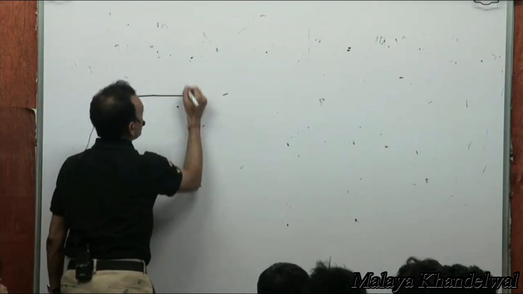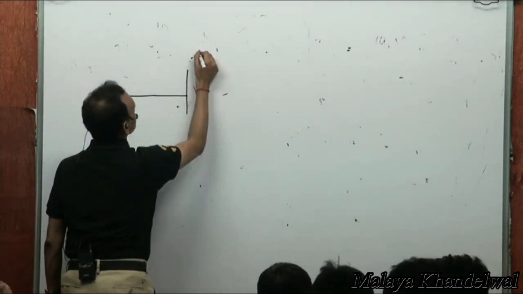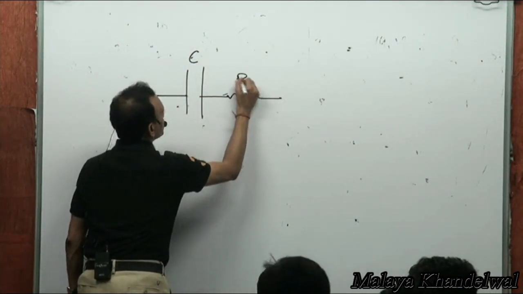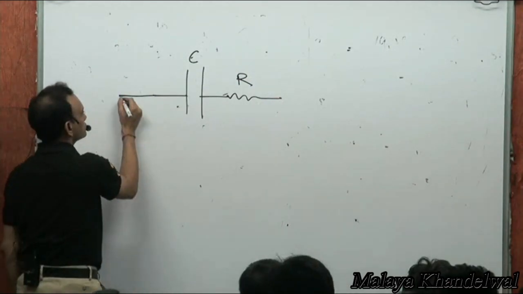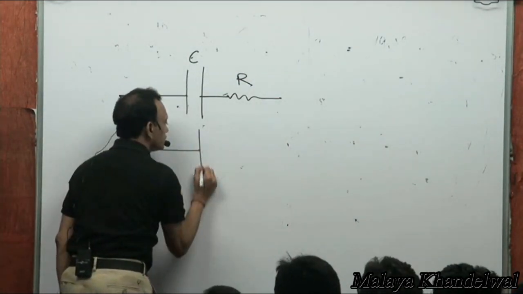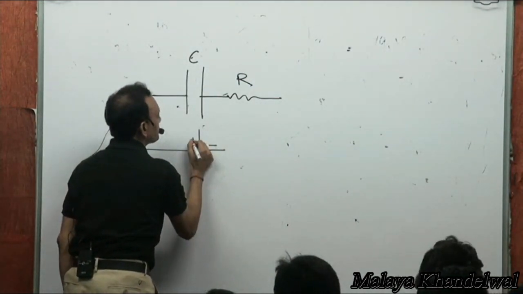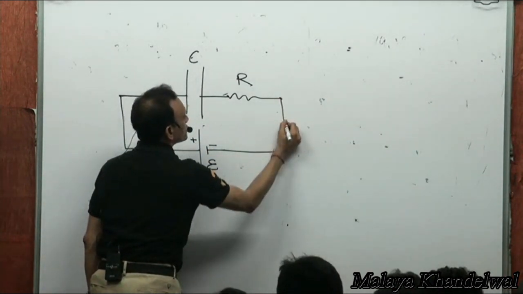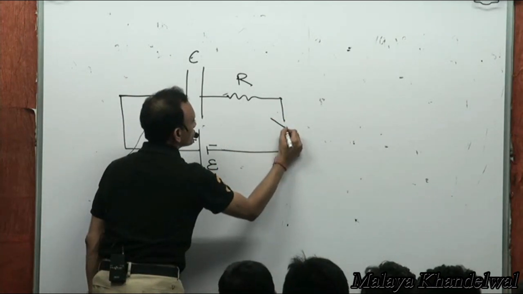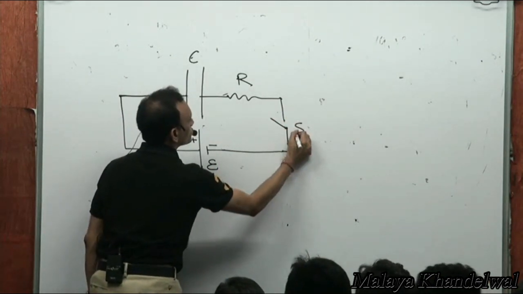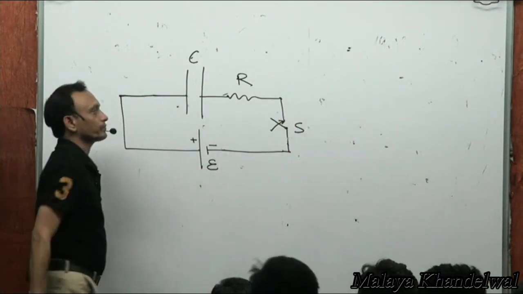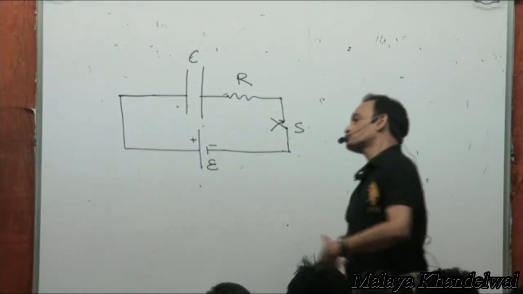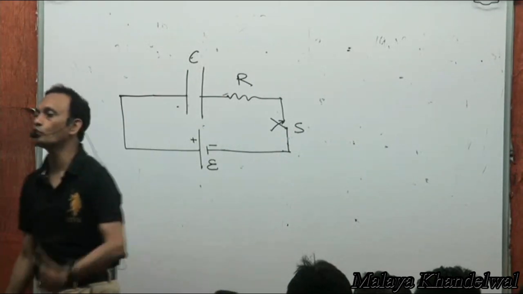See, if there is a capacitance C and a resistance R and a battery of EMF epsilon, say this is a switch, I have an initially uncharged capacitor and I want to charge it to capacity in this circuit.